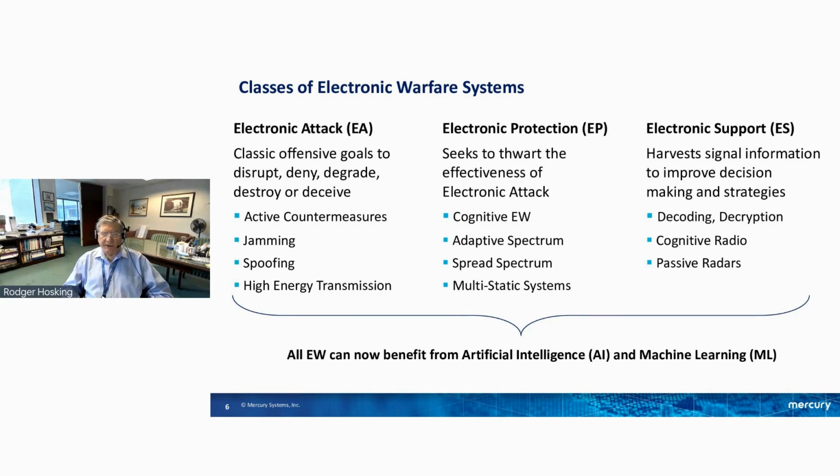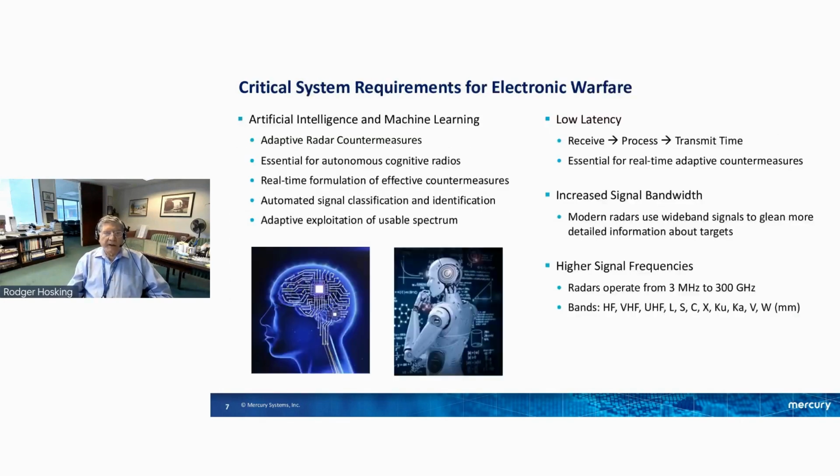The interesting thing is that all of these different classes of warfare systems are now able to benefit from artificial intelligence and machine learning technologies, which are becoming more and more important to electronic warfare. The artificial intelligence gives you adaptive radar countermeasures, autonomous cognitive radios, and classification of signals, identification of signals and targets, and the exploitation of the spectrum.